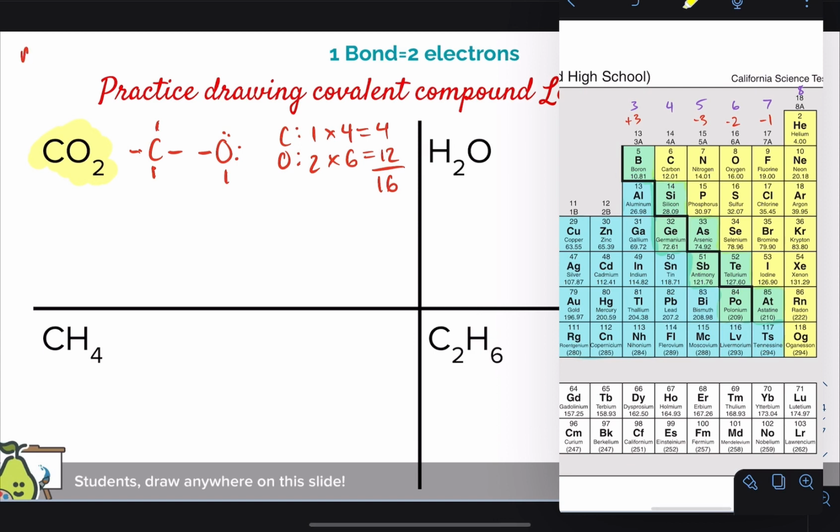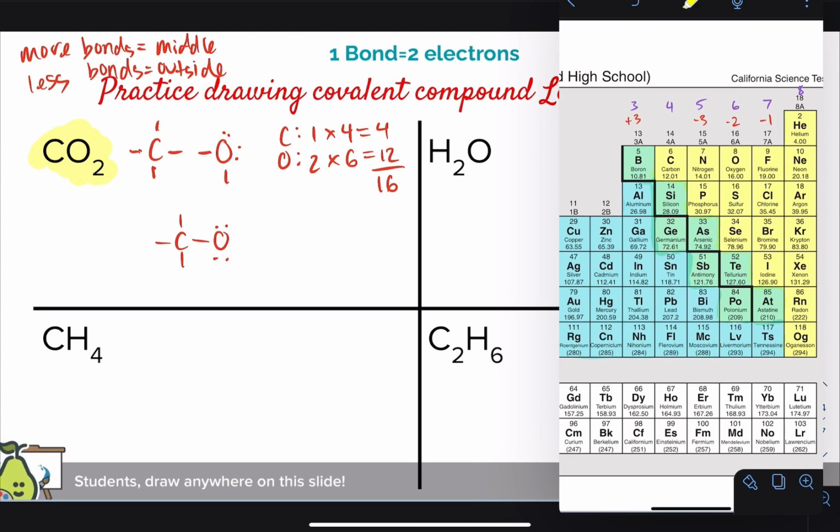The one that has more bonds is going to go in the middle, and the one that has less bonds is going to go on the outside. So carbon is going to go in the middle. Oxygen is going to go on the outside. I'm just going to add those in and fill in those lone pairs. And then I'm going to stop here and count how many electrons I have. So I have 2, 4, 6, 8, 10, 12, 14, 16 electrons.